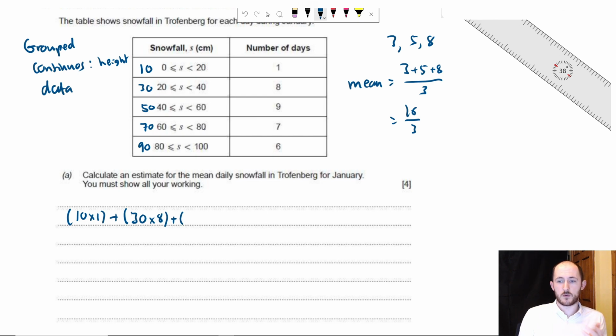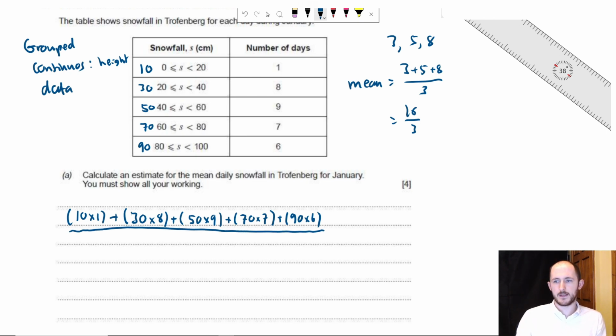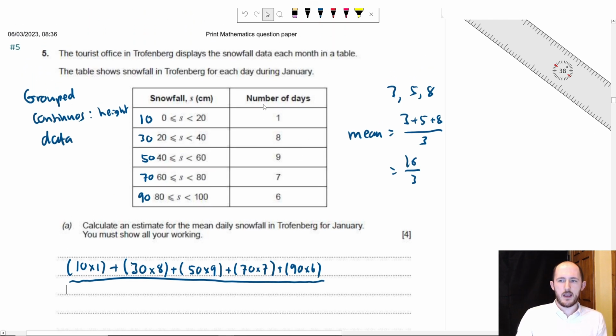Thankfully, this is almost always on a calculator paper. And when I say almost always, there was a really annoying GCSE question. We had to work out the mean of grouped data by hand, which is not fun. It's long, it's not difficult. And then you divide it. Okay. So by the number of data.